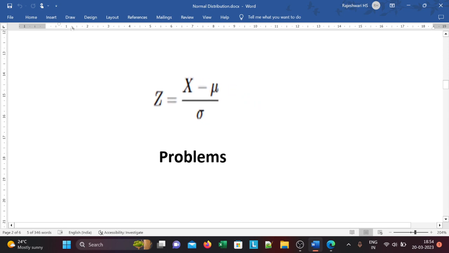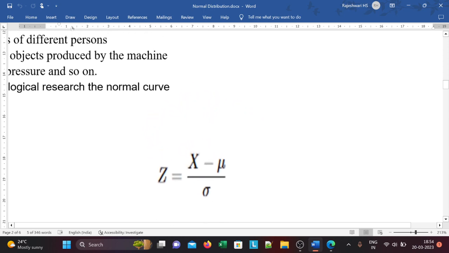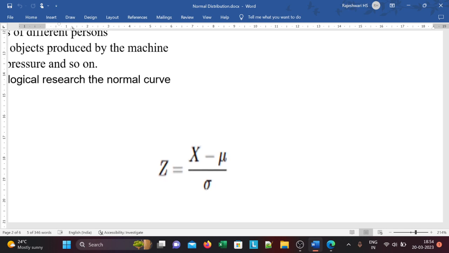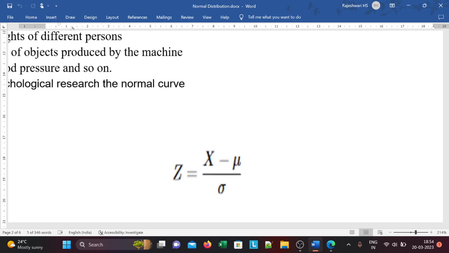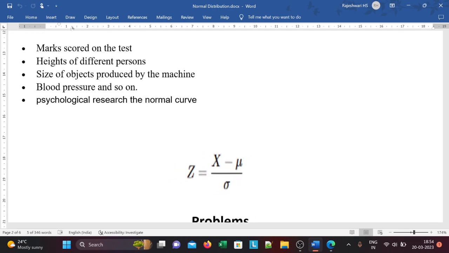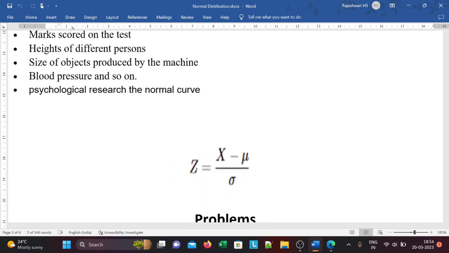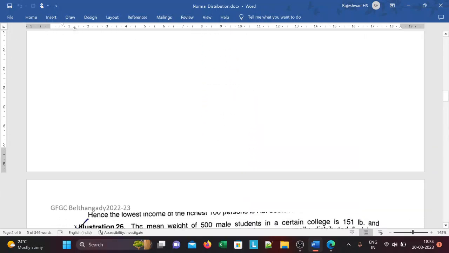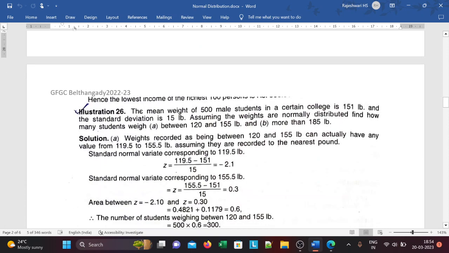See here, this is the formula we are going to use for the problem. Z equals x minus mu divided by standard deviation. So the Z value refers to the area in the normal distribution, and X is the variable that we are going to determine, minus the mean, divided by the standard deviation. So let us take one example.